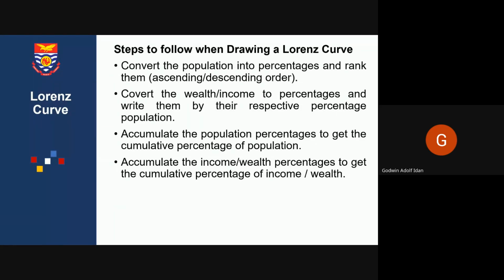So the first 2 steps are very, very important. When you miss the first one, already you should know that you are likely to miss the other steps. Step number 3 says that we should accumulate the population percentages to get the cumulative frequency of population. Then we do the same for the income or the wealth in step number 4.